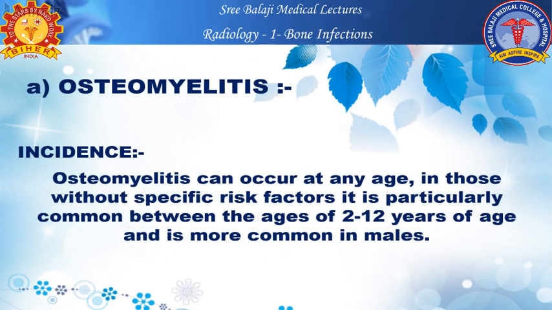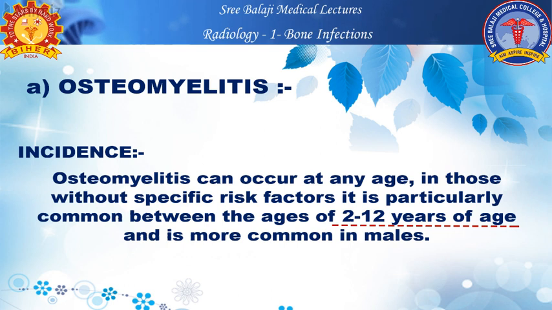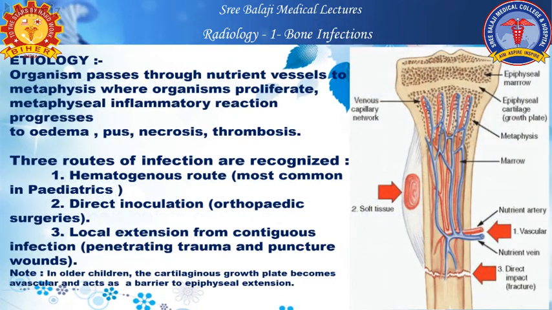Osteomyelitis incidence wise, these are very common in children. The commonest age group is said to be 2 to 12 years, and it is more common in males. The routes of infection are basically two. One is hematogenous, the second is direct inoculation, which is either through surgery or through penetrating trauma and punctured wounds.